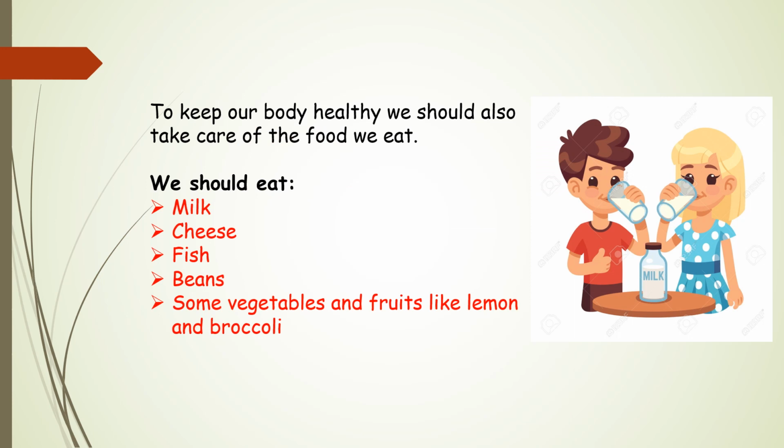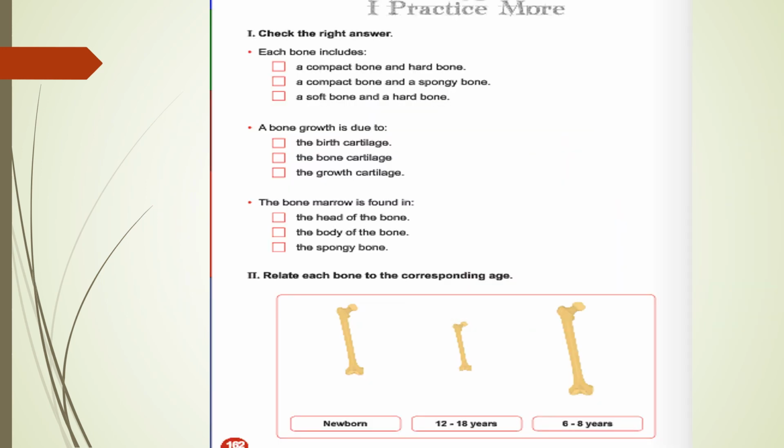To keep our body healthy, we should also take care of the food we eat, of course. So we should eat milk, cheese, fish, beans, some vegetables and fruits like lemon and broccoli. Why? Since these types of food contain substances that are called calcium substances that are very essential for the growth of the bones. Let's solve I practice more now.